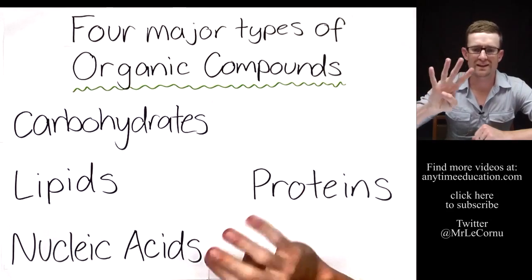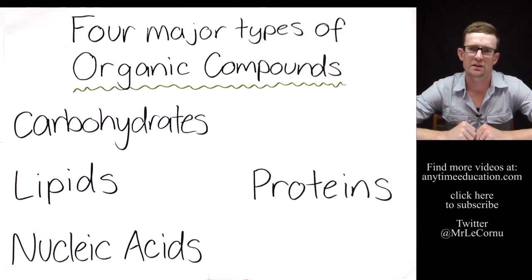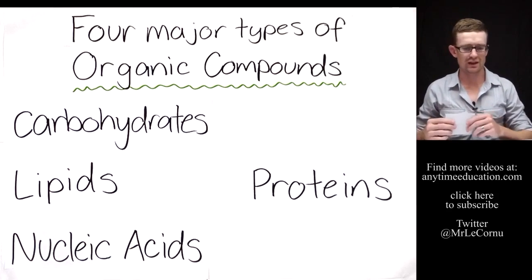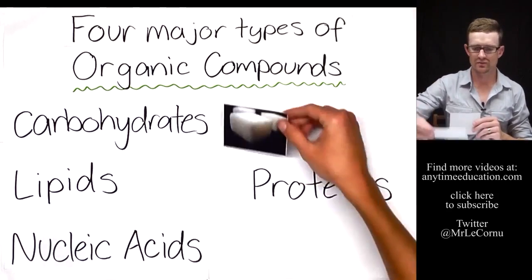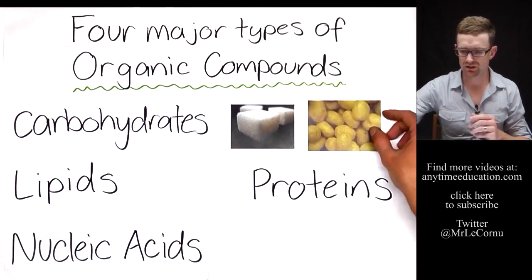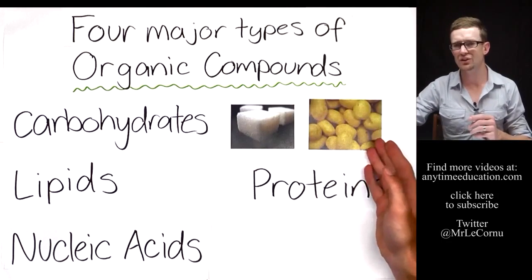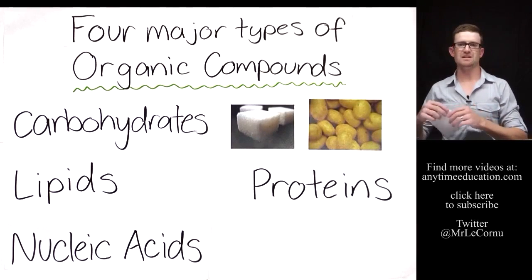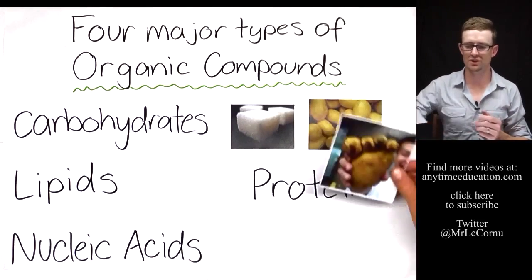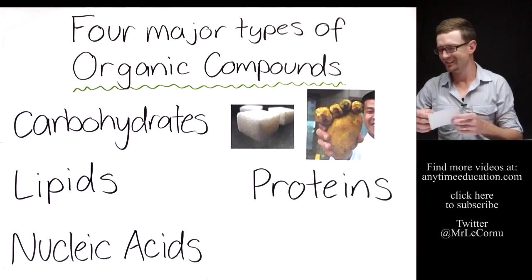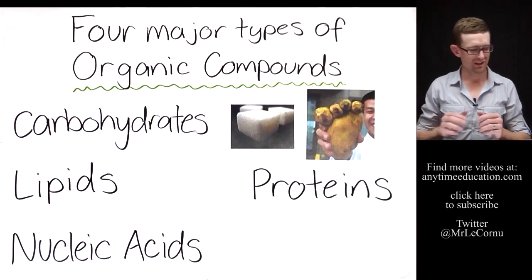So there are four major types of organic compounds that play really important roles inside of the cells of living things. One of those four major types of organic compounds are carbohydrates. Sugars are carbohydrates. Starches are carbohydrates. Now I've shown potatoes there because potatoes are really starchy. I thought it might help you remember that starches are carbohydrates, and also because I wanted to show you this potato because it looks like a foot. How could I not show you that potato?